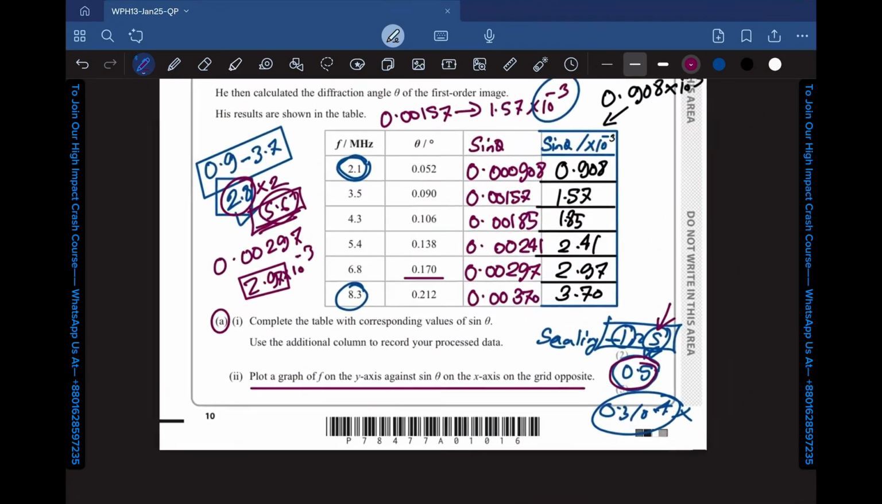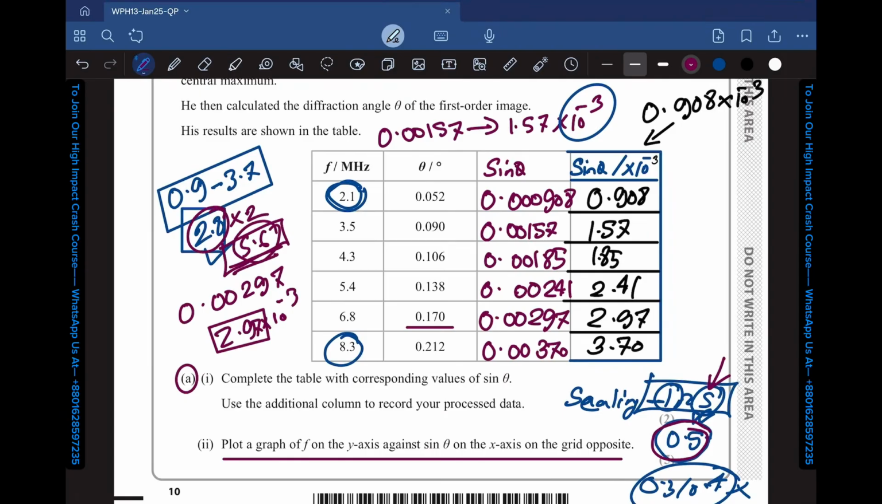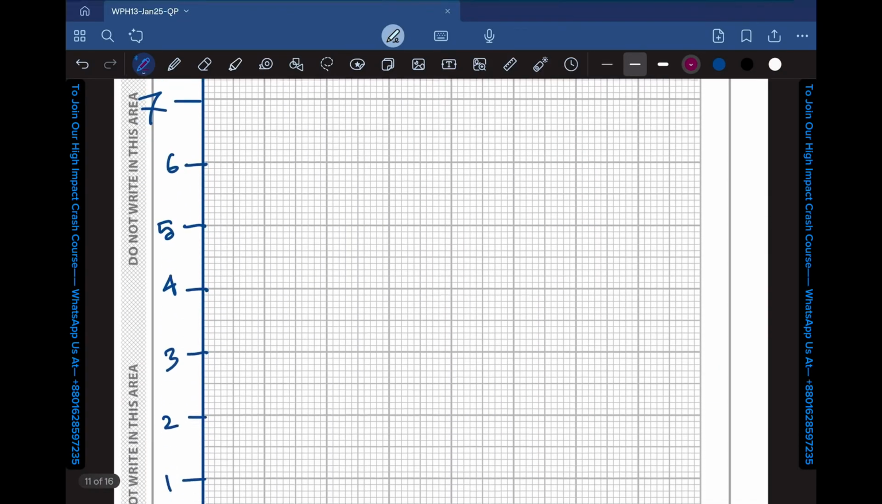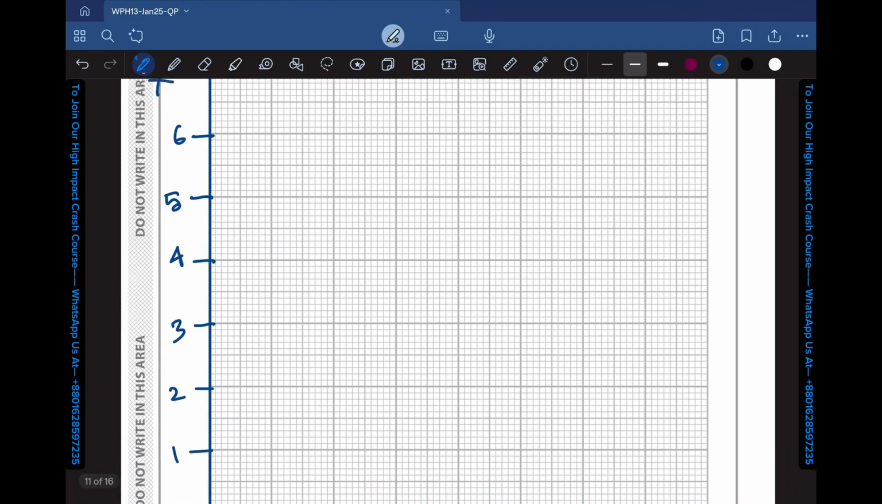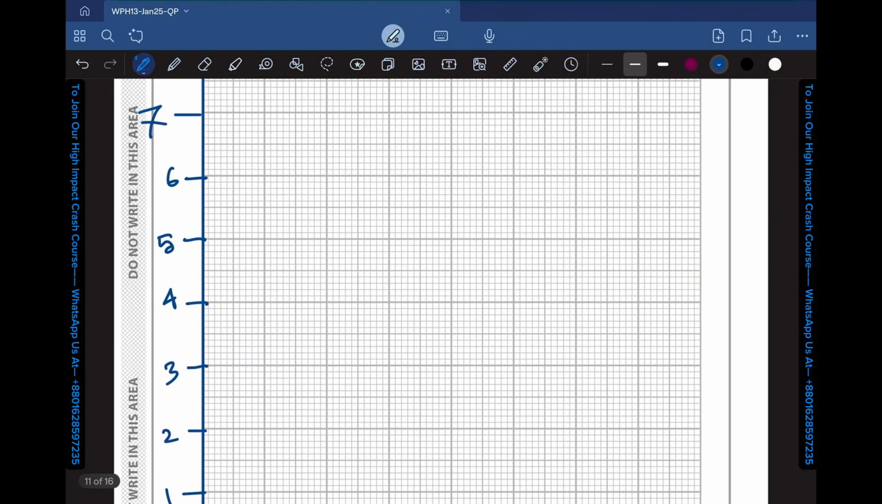Now let's plot it down. We know for 0.908, another thing is to actually write this down in the y-axis and the x-axis. In the x-axis we'll be writing sine theta into 10 to the power minus 3. Don't forget to write this 10 to the power minus 3, otherwise you will lose most of the marks. And also in the y-axis you will have to write the frequency part.